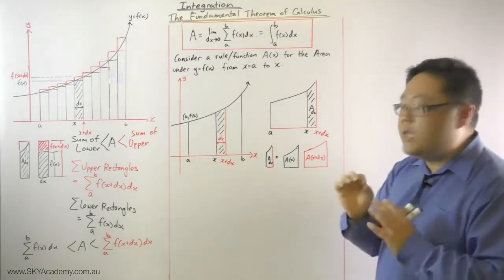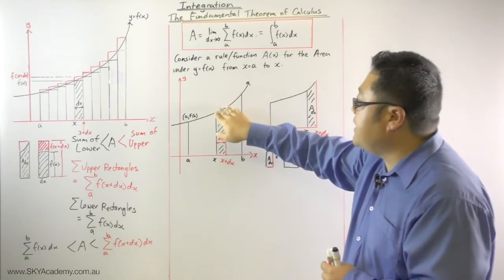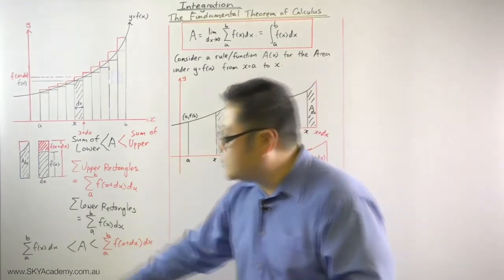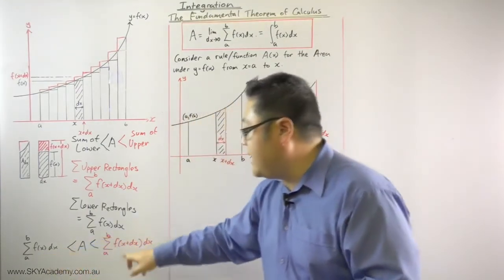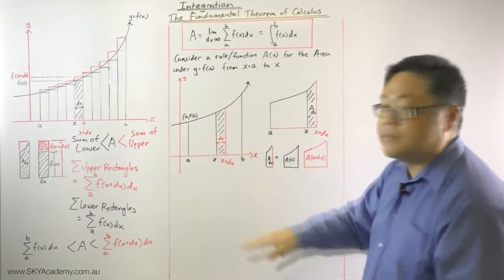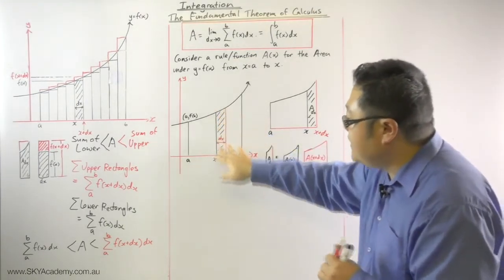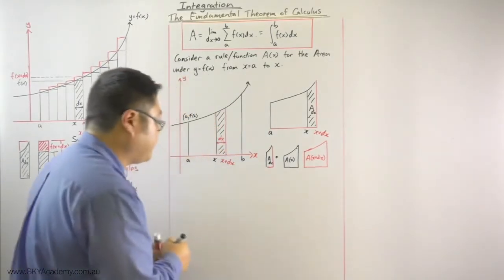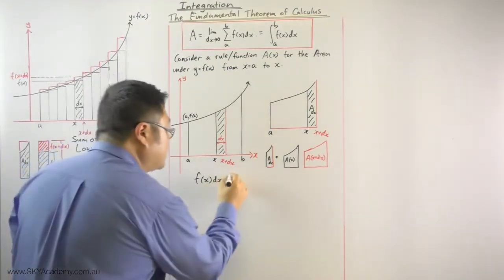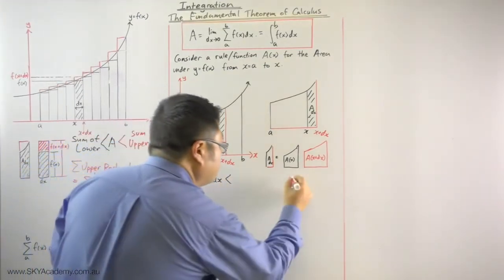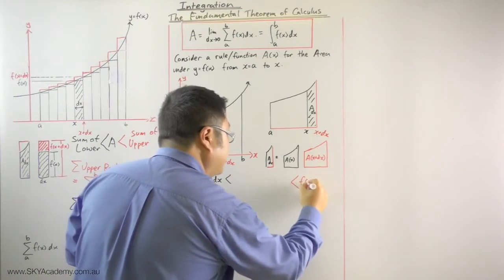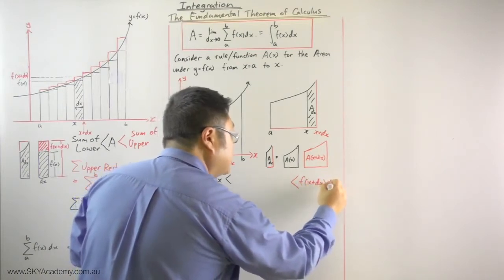So basically, here's where I want to start things off. We worked out the area of one of these strips, right? We worked out that the area of one of these strips is going to be between f of x times dx and f of x plus dx times dx, right? So let's start with one of these strips. The area for one of these strips is going to be f of x dx, somewhere between that, and also it's going to be f of x plus dx times dx.